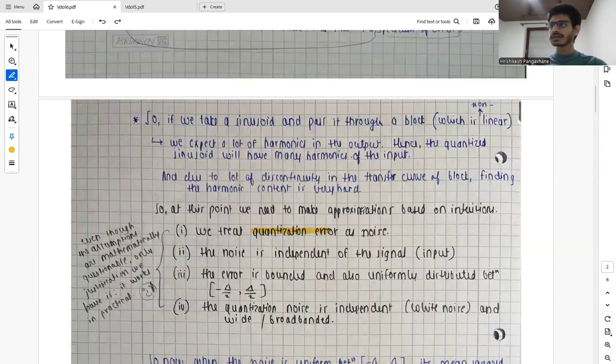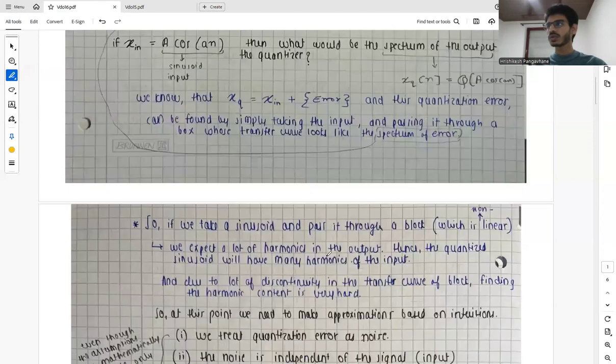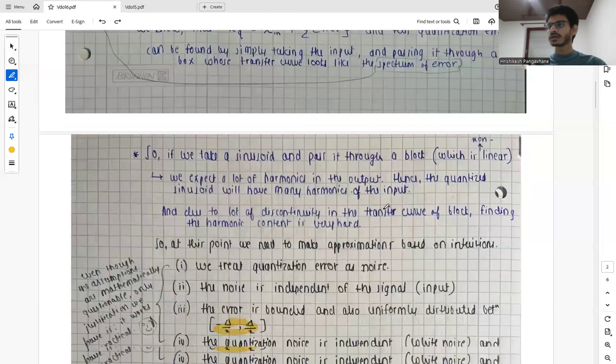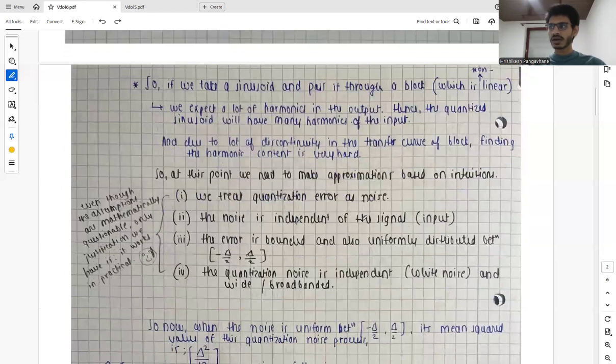The noise is independent of the signal, which is the input. So it is independent of input. This is the second approximation we take. Then the error is bounded and also uniformly distributed between minus delta by 2 to delta by 2. So we say that this is uniformly distributed and bounded. So the quantization noise is white noise, which is broadbanded. We have talked about broadbanded noise in the first video itself.